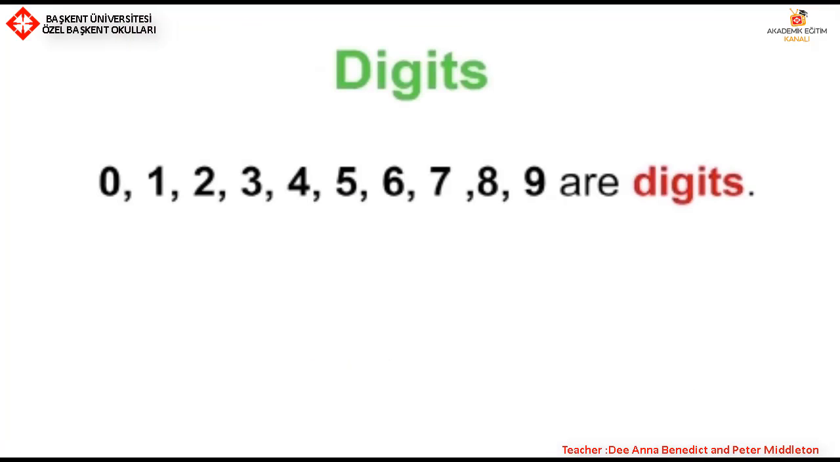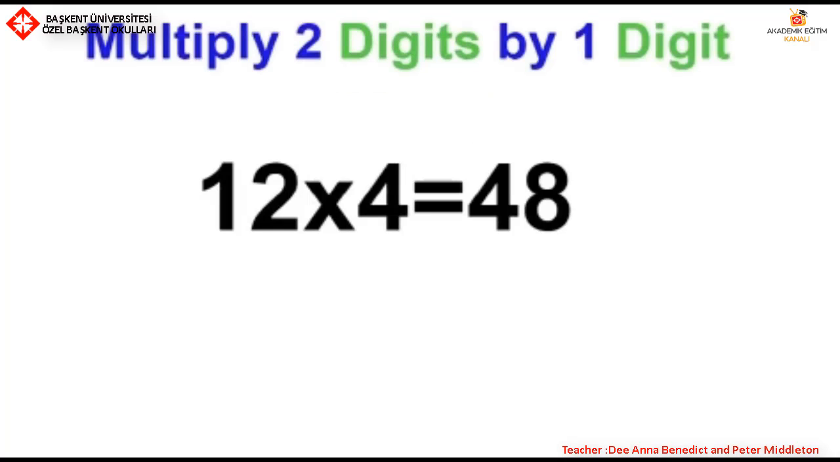Digits. Remember that 0, 1, 2, 3, 4, 5, 6, 7, 8, 9 are digits. We can multiply 2 digits by 1 digit. 12 is a number with 2 digits, a 1 and a 2. 12 times 4 equals 48.